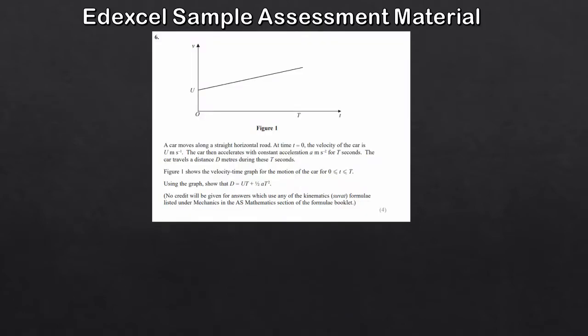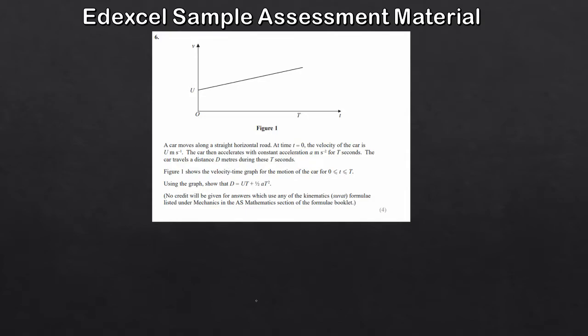This first question is quite a nice one to start with. It's definitely not the easiest question, but it shouldn't be too challenging, more like a little bit of a proof question. So we've got this context here of a car moving along a straight horizontal road. At time t equals 0, the velocity of the car is u meters per second. It then accelerates with constant acceleration a meters per second squared for t seconds, and the car travels a distance d meters during these t seconds.